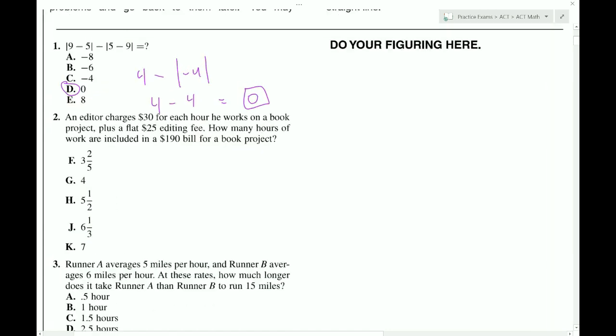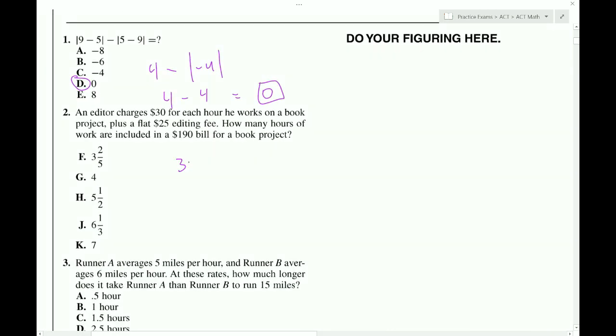Okay. An editor charges $30 per hour, so $30 each hour. Notice the unit is a fraction. Plus a flat fee of $25. How many hours were included? Okay, so we need to multiply here by x hours. So that these both have dollars in them, hours will cancel. So you get 30x, which has units of dollars, and 25 has units of dollars. For a project that the bill was $190.